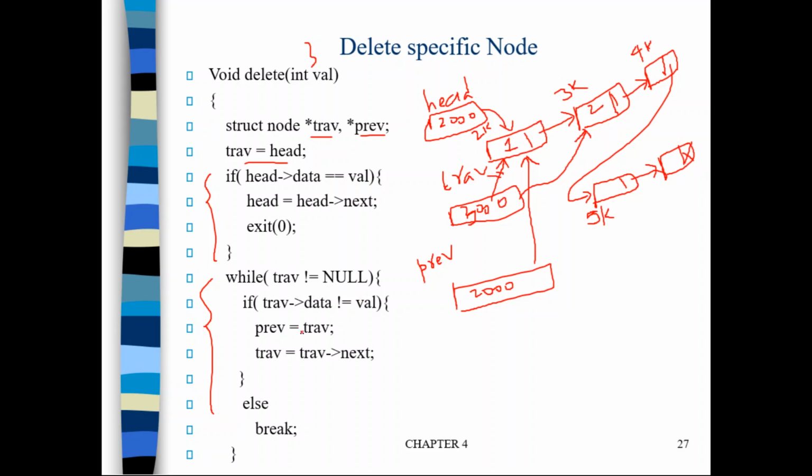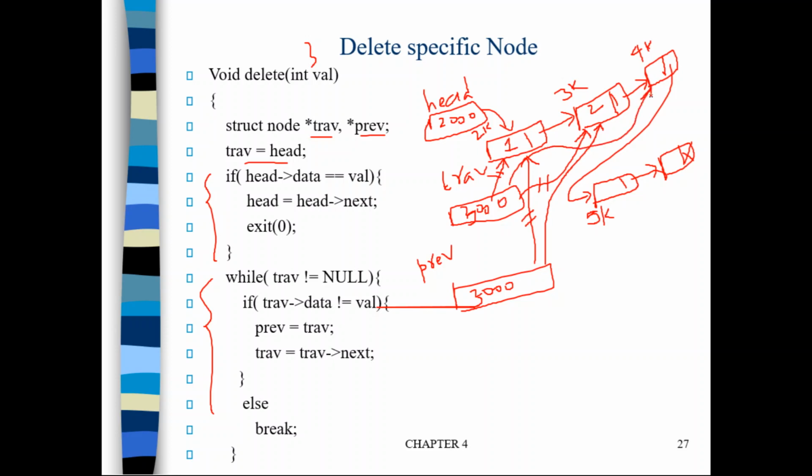Then again we say previous equal to traverse. So now previous becomes 3000. It means previous is not pointing here. Now previous is also pointing to the second node. Then we say traverse is equal to traverse arrow next. It means traverse is no more pointing here. Traverse is now pointing to the third node.